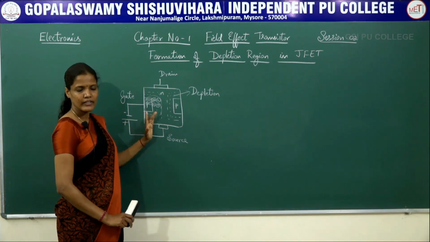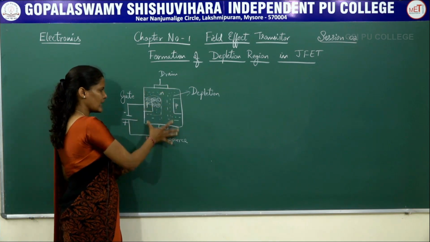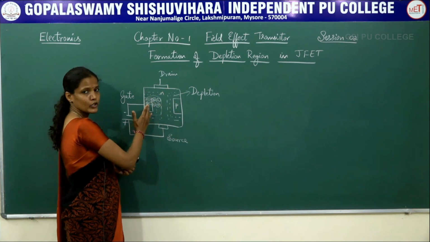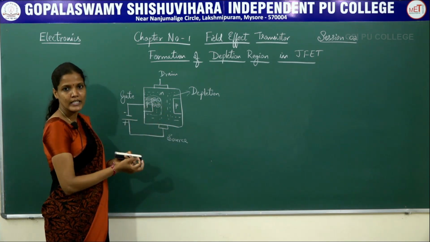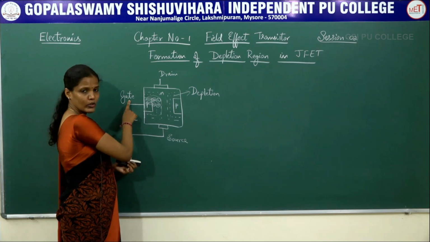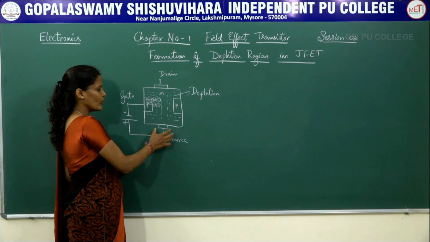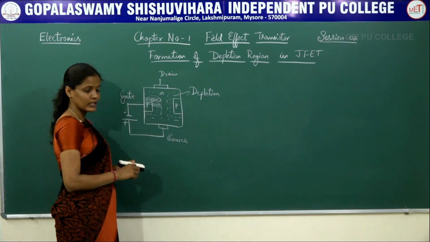Like this, by applying the reverse biasing condition, there will be a formation of depletion region across the two junctions. Here I have taken an n-channel JFET. In the n-channel JFET, we have an N bar, on the sides of which we have two p-type semiconductors. These two p-type semiconductors are internally connected to give a terminal called the gate, and this N channel has ohmic contacts to give two terminals. One is called the source, the other is called the drain.